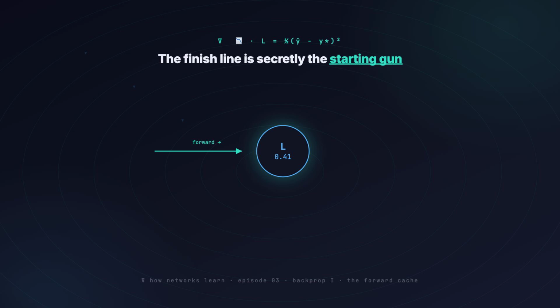People think the loss is the end of the forward pass, the finish line. It's actually the pivot. The loss is the one node where forward turns into backward.